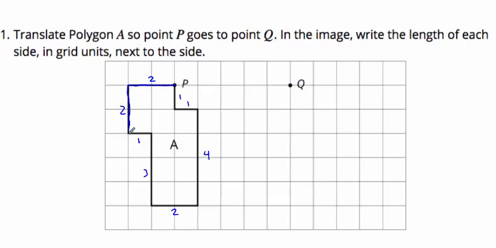And we're going to translate P to Q. So all I'm going to do, I'm going to trace it here. And now I'm just going to translate this straight over, P to Q right there. Now write the length of each side. So this is 2, 2, 1, 1, 4, 2, 3, and 1.